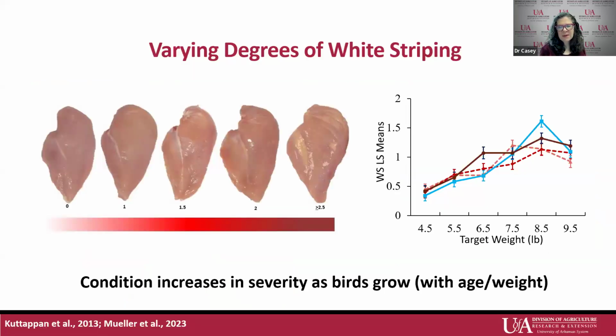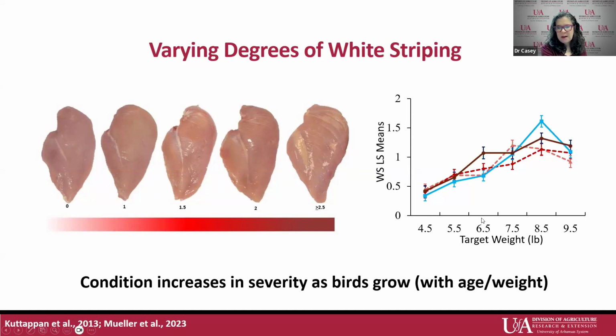So white striping was really first noticed, I guess, in the late 2000s. We see this in varying degrees of severity. You have normal product on the end, but as you move up, these white striations start to appear and become more prevalent throughout the fillet. That's what you see in a very high scored product. All those white striations are throughout the fillet, and it's very noticeable to a consumer and so forth.